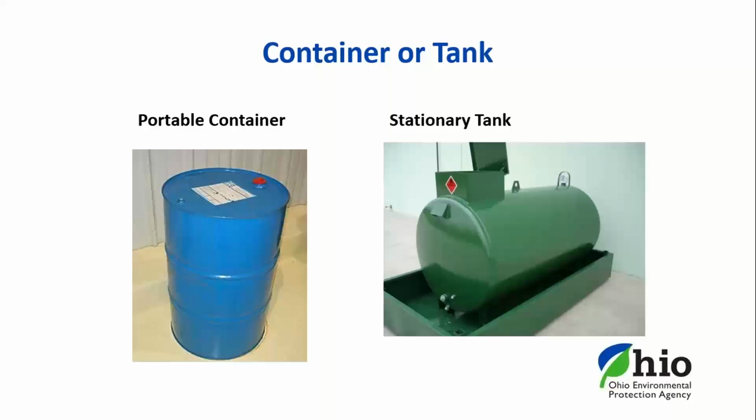So now we're going to move into container management. The key to properly identifying whether you have a tank or container hinges on the characteristics of that unit, so whether it's portable or stationary, and how that unit is used at your facility. So if you don't use it to move hazardous waste, it's most likely a tank. If the unit is used to collect material in one location and then it's moved to another location, it's a container.